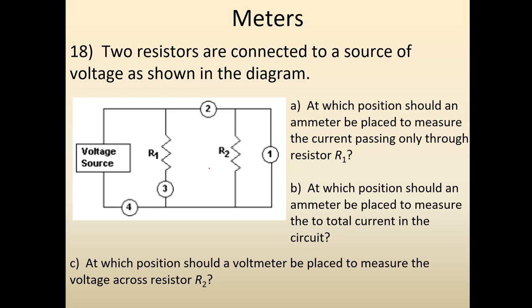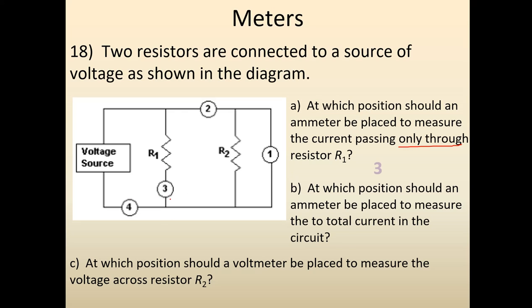All right, so for A, they want us to put the ammeter to measure only the current through resistor 1. So if we're only measuring the current through resistor 1, that means it has to be right next to resistor 1. So the answer is 3 because it's right next to resistor 1. I only go through it when I go through resistor 1.